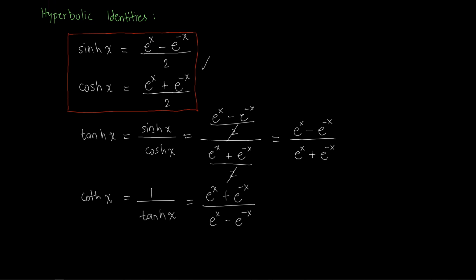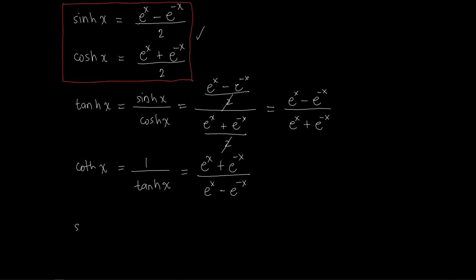Okay, kunyari, ngayon ta, second hyperbolic of x. Once again, si second hyperbolic: 1 over cosine hyperbolic of x. Same na siya sa kapang trigonometric identity.